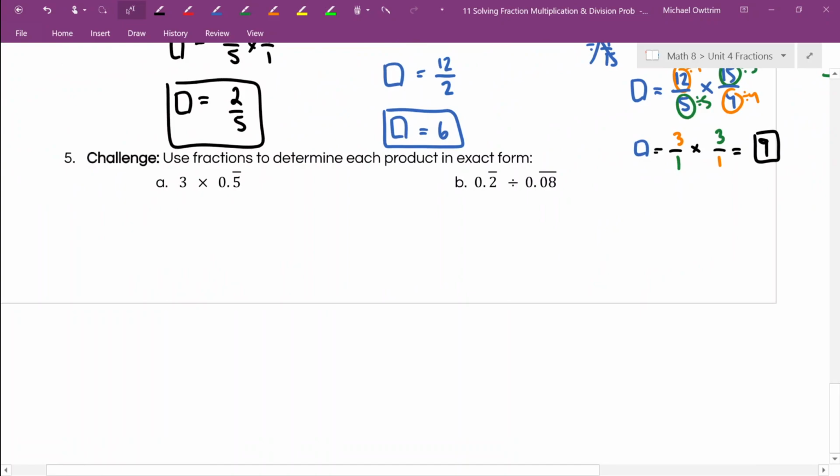The last bit is our challenge. We want to use some skills from a whole bunch of different units together to complete some calculations that would be pretty hard to do using decimals, or impossible to do.